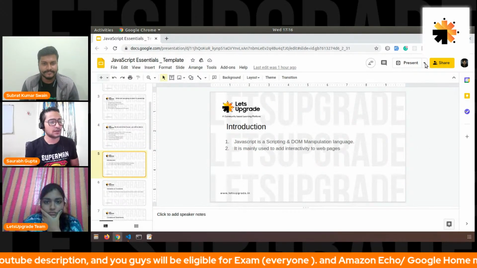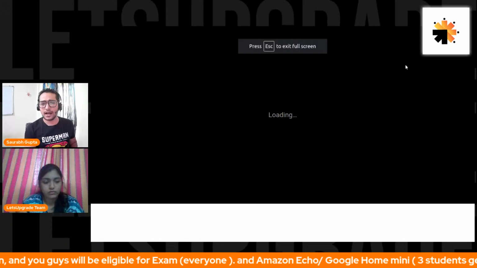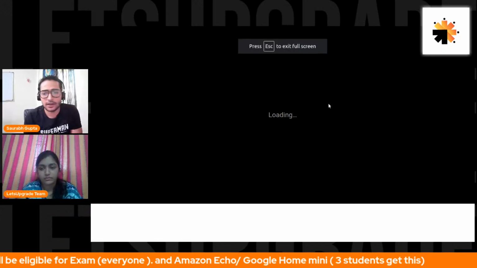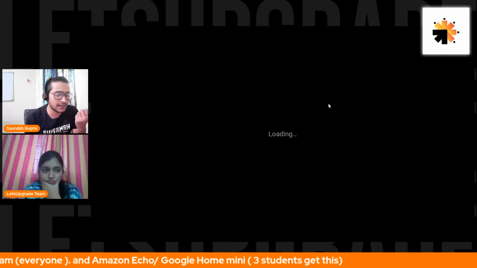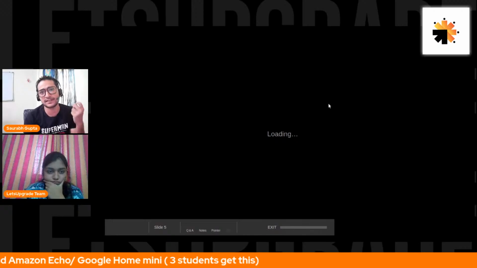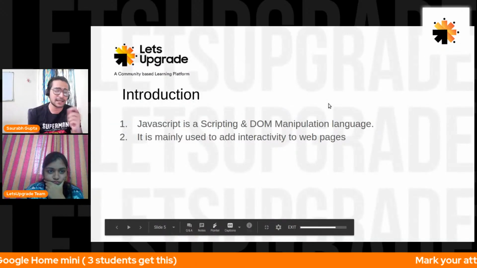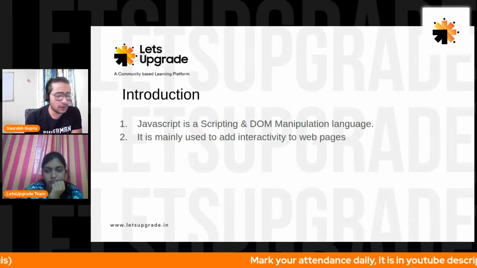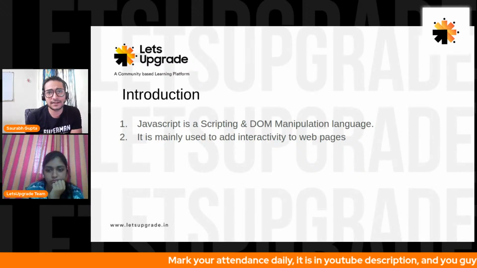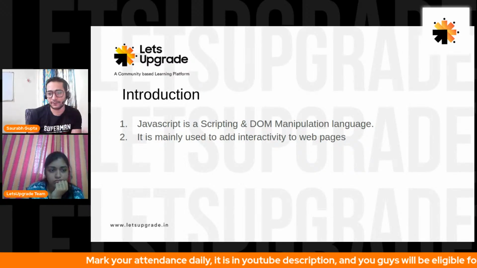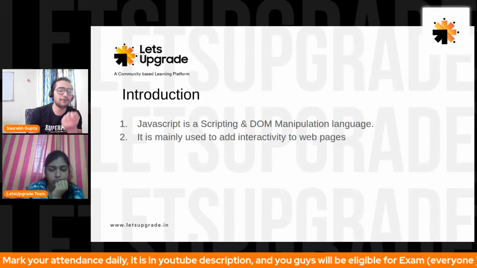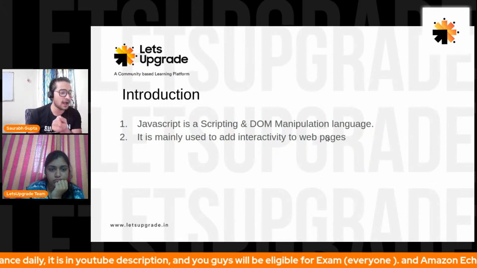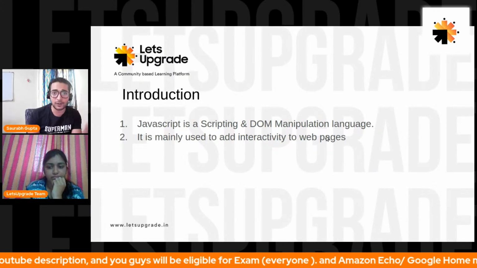Okay. So I have 2 lines here. I have created a PPT and I have written 2 lines for you. What exactly is JavaScript? But I'll be explaining that in great detail. First of all, JavaScript is a DOM manipulation language. But now here there is a problem. We don't exactly know what is DOM and what is DOM manipulation, right?